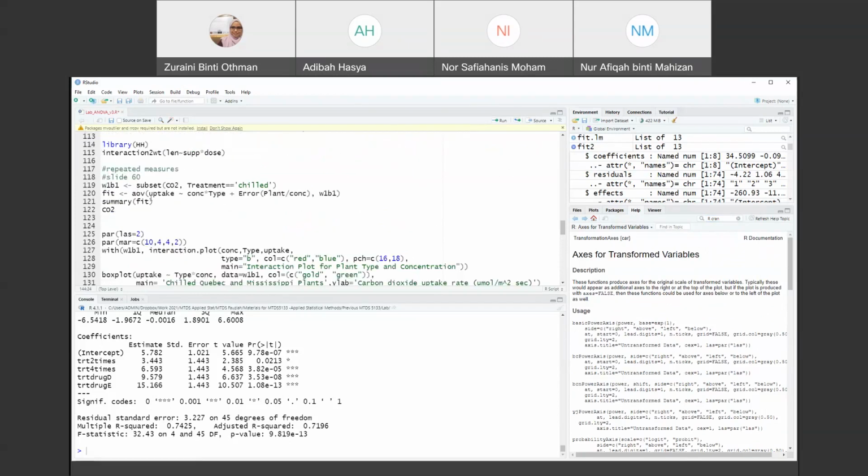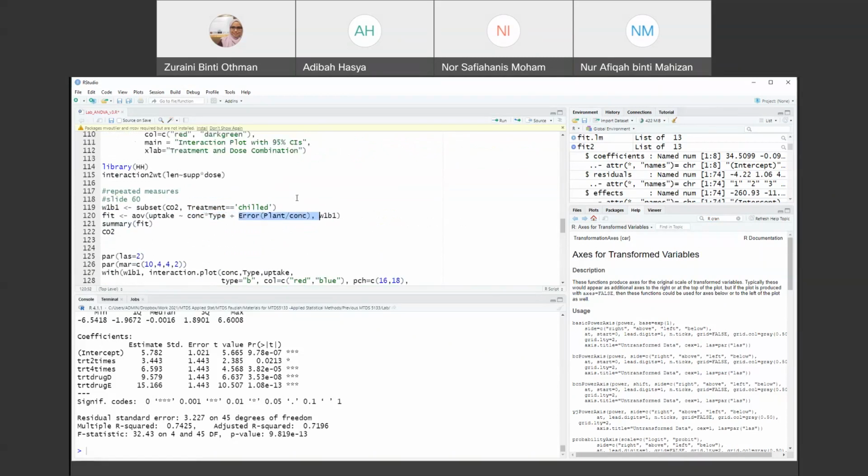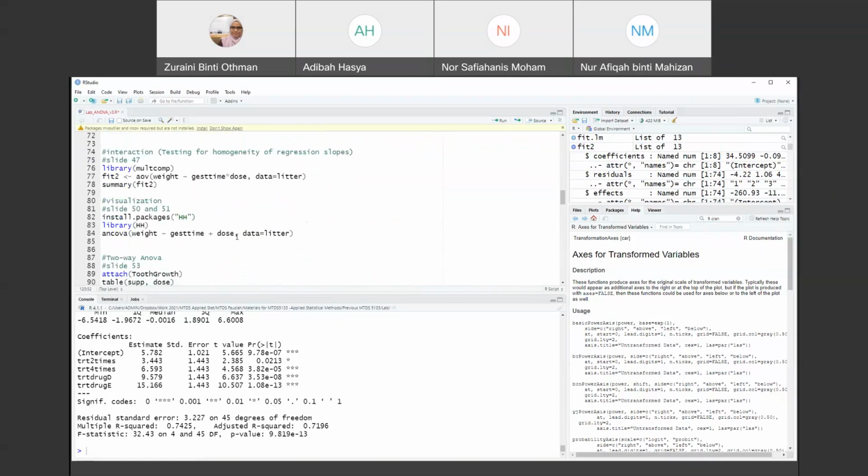Lepas tu kalau macam for example, this is the formula for uptake. So we want to know the relation, then this is the error dia. Okay, then kalau tu mesti kita nak tahu macam ni weight. We want to know the weight punya impact from the factor gestation time, dose. Ada dua faktor kat situ, gestation time and dose. Okay, how significant this factor to the weight punya result nanti.